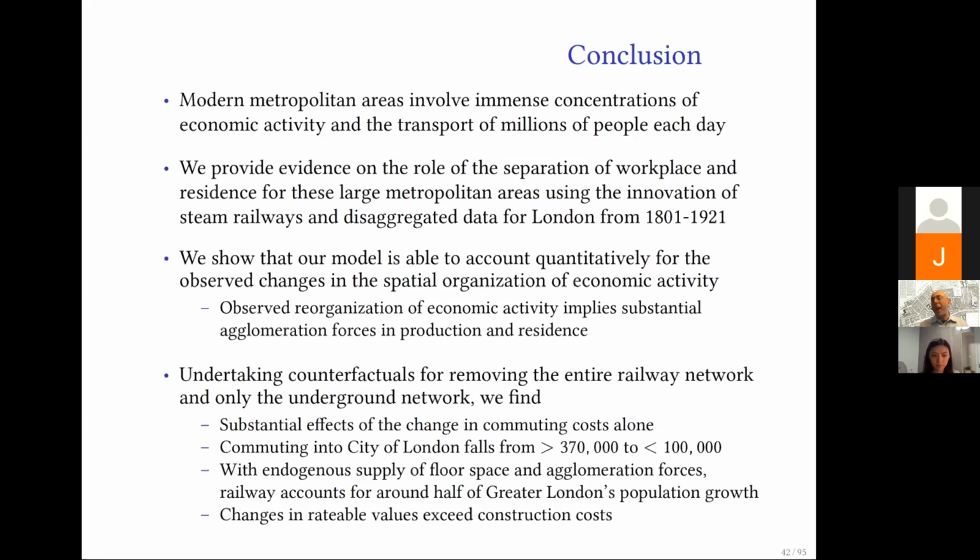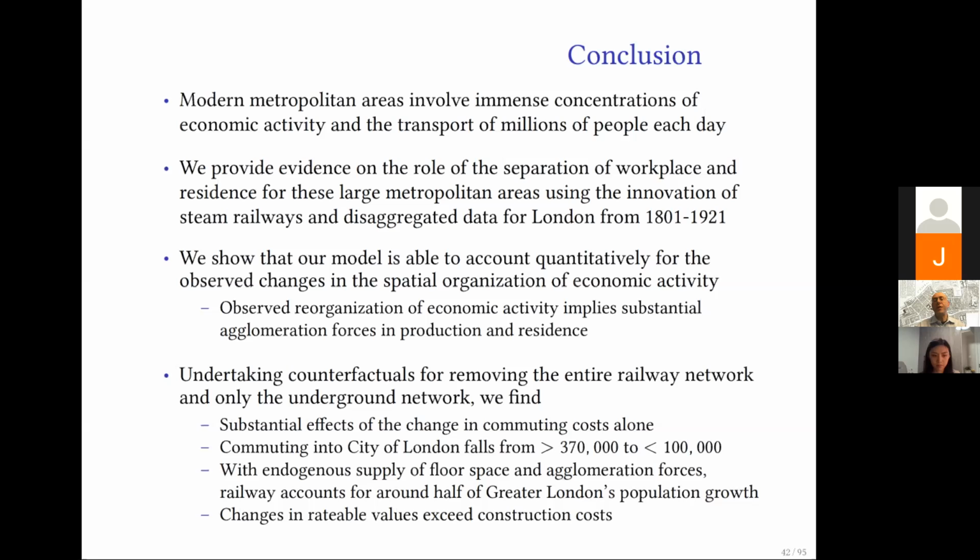What did we try to do in the paper? Well, modern metropolitan areas involve immense concentrations of economic activity, moving millions of people around each day. And we tried to assess what role the ability to separate where people live and where they work plays in understanding these concentrations of economic activity. And the key idea is to use the invention of the steam railway as a natural experiment. That before that dramatic improvement in transport technology, it was very hard to separate where people live and where they work. We find substantial effects of that new transport technology.